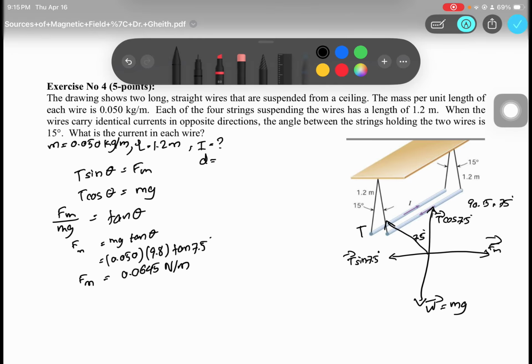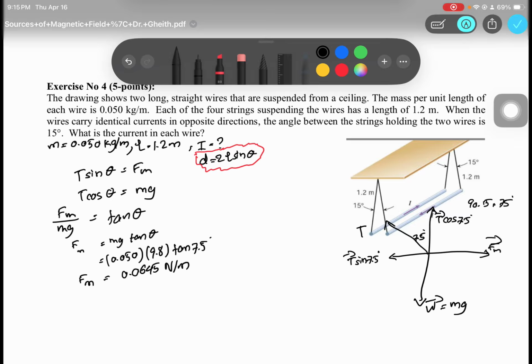Okay, so now we have Fm, and we use another equation. D is equal to 2L sine theta. This is another equation we use. You have to memorize this. If you repeat this like 10 times every day, you will remember the equation.